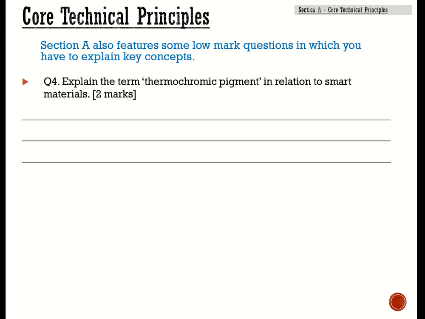Okay, Section A also features some low mark questions in which you have to explain key concepts. So you might have a question like this: explain the term thermochromic pigment in relation to smart materials. Again, read the question carefully. Thermochromic, thermo must mean heat, pigment has something to do with colour.